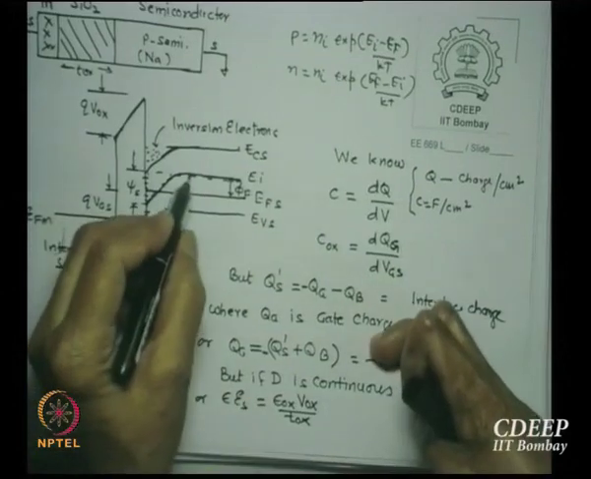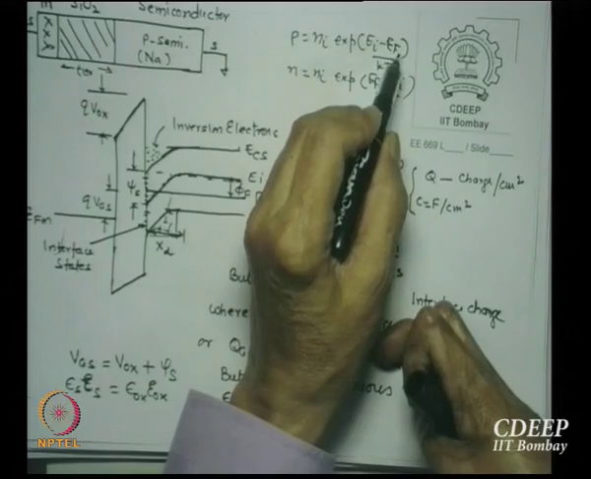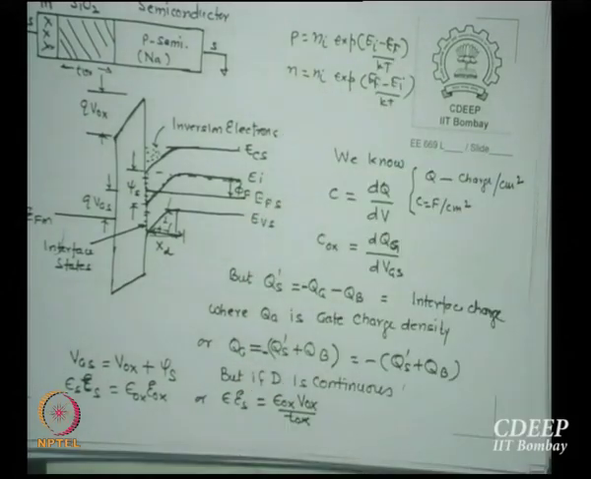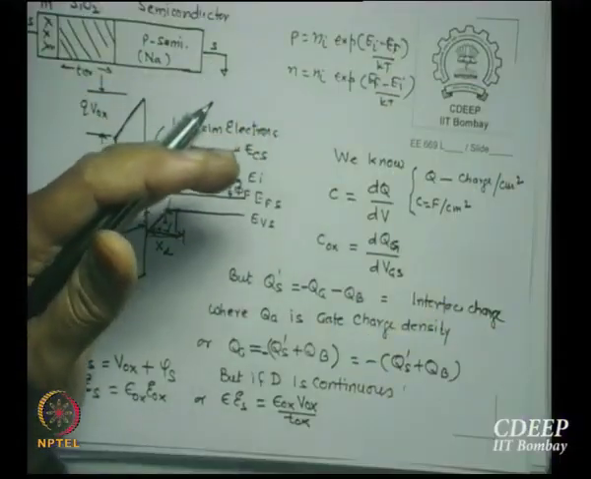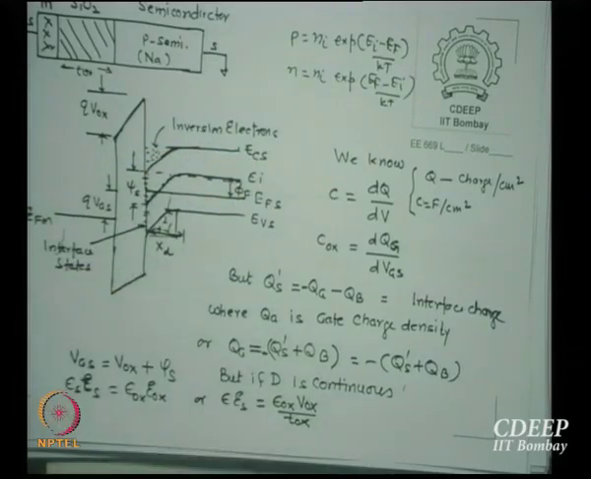Please remember, if EI goes above, EI minus EF becomes larger, means holes become larger. In accumulation, you need holes at the surface. Is that clear to you? So in accumulation, bands will bend upward. In depletion, the bands start going down, and when EI crosses EF, we say it is inversion. Initially, till psi s is equal to phi f, it is just at the edge of inversion. When psi s becomes equal to 2 phi f, we say it is strong inversion, and between psi s equal to phi f and 2 phi f is called weak inversion. Okay, weak inversion. Is that clear?